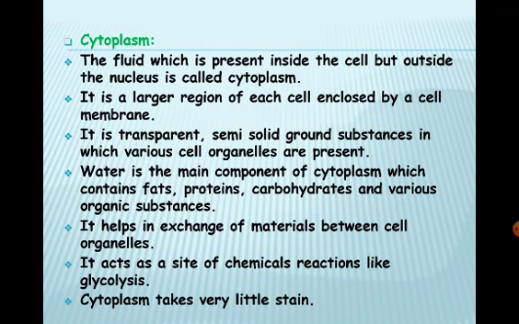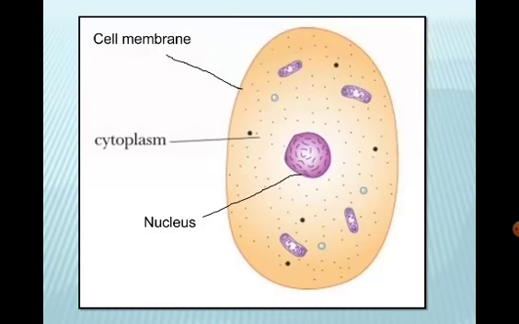It also acts as a site for chemical reactions. Various chemical reactions happen only in the cytoplasm, so it acts as a platform for those reactions. Cytoplasm takes very little stain. If we stain a cell, let's say with iodine solution or maybe safranin, it will take very little stain. So this is the normal diagram of a cell and its three features.